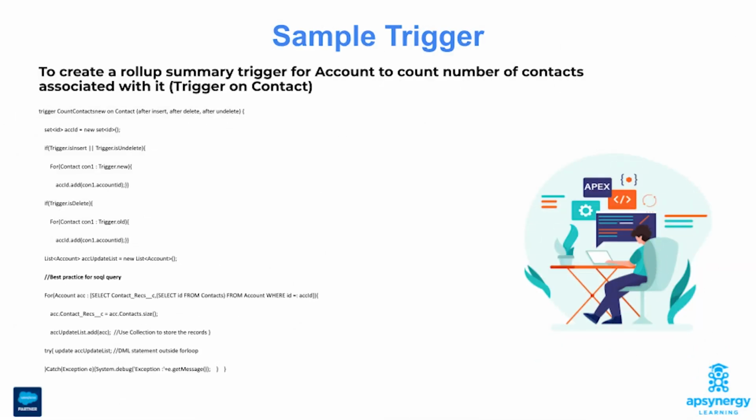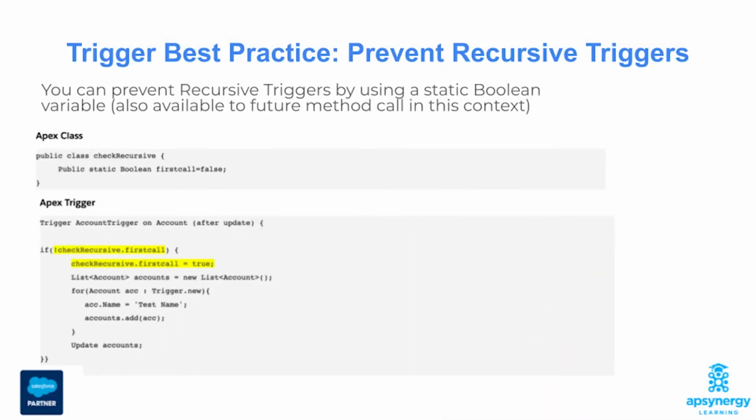As you can see here, we have performed a sample trigger to create a roll-up summary trigger for the account to count the number of contacts associated with it. It's a trigger on contact. You will find this code snippet in the course after the video. You can use more best practices.